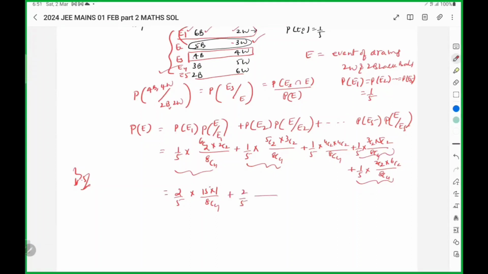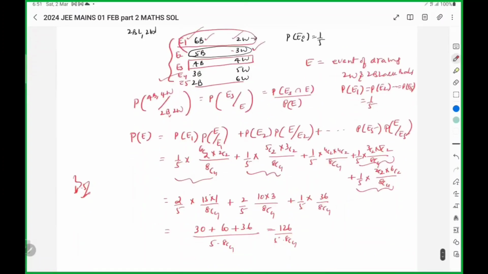2 by 5, 8C4. 5C2 is 10, 3C2 is 3. 6 into 6, 36 by 84. Or 30 plus 60 plus 36 by 5 into 8C4, that is 126 by 5 into 8C4.